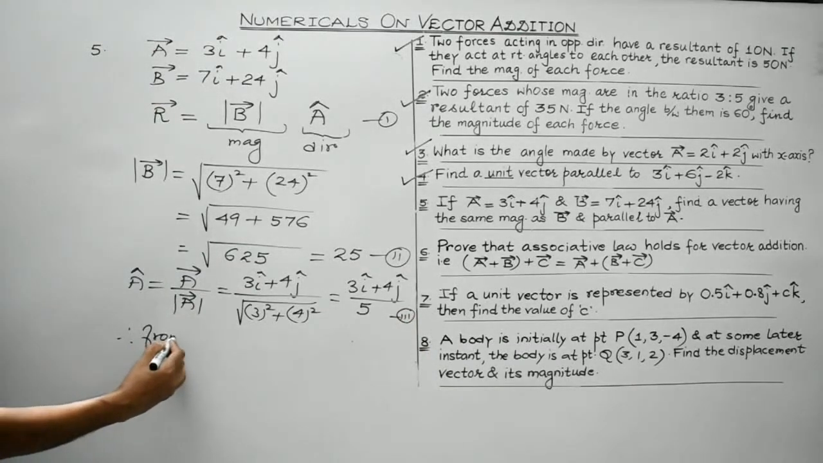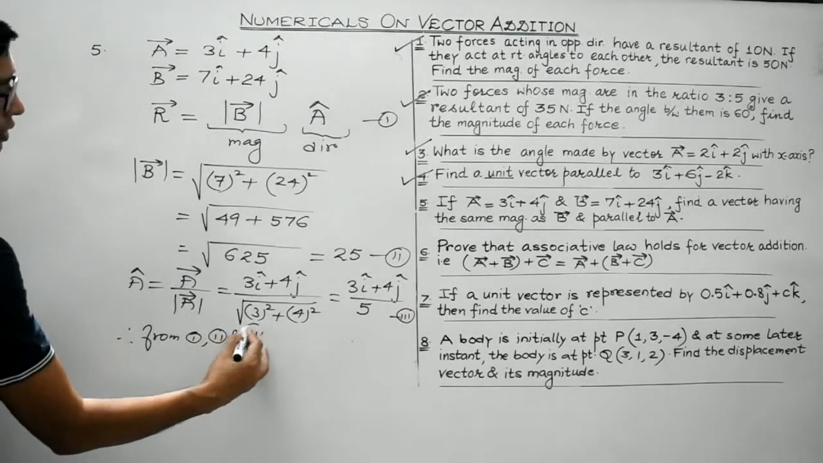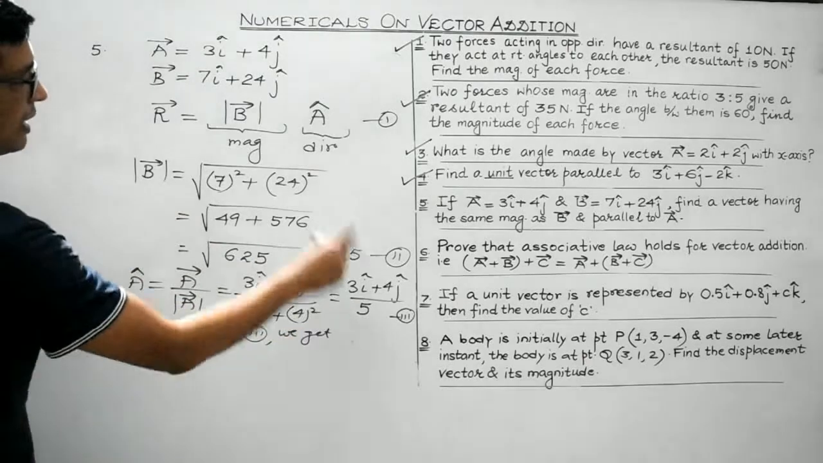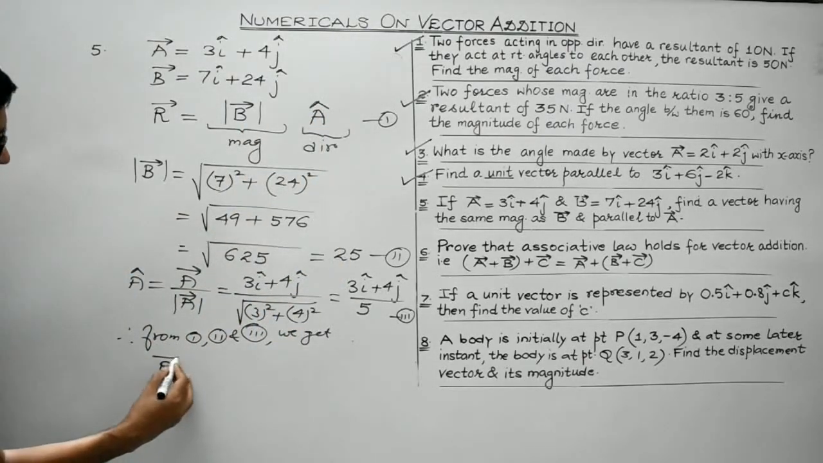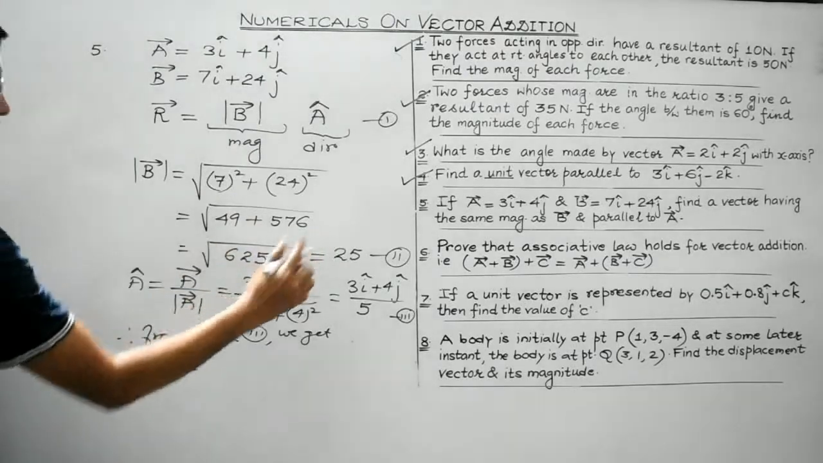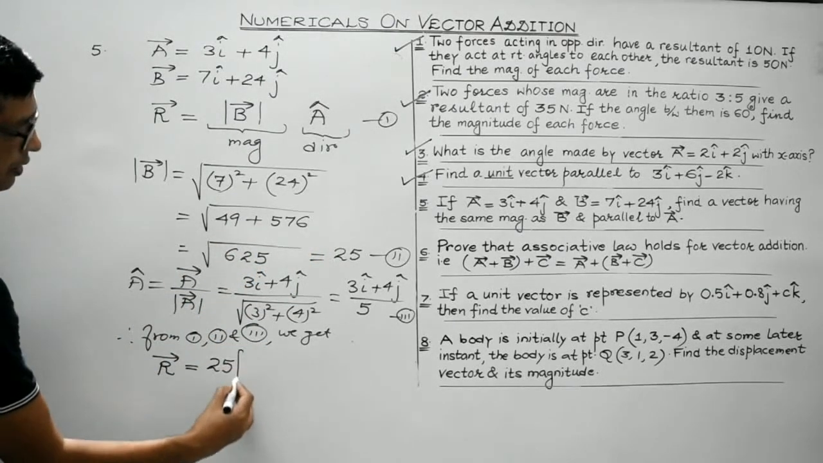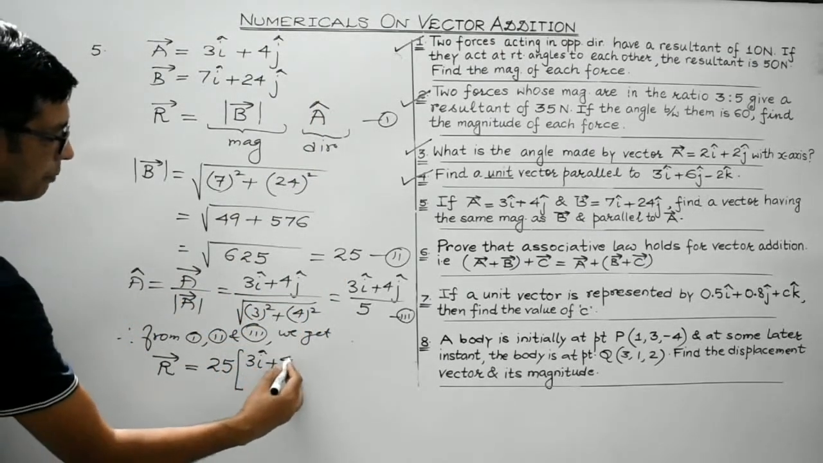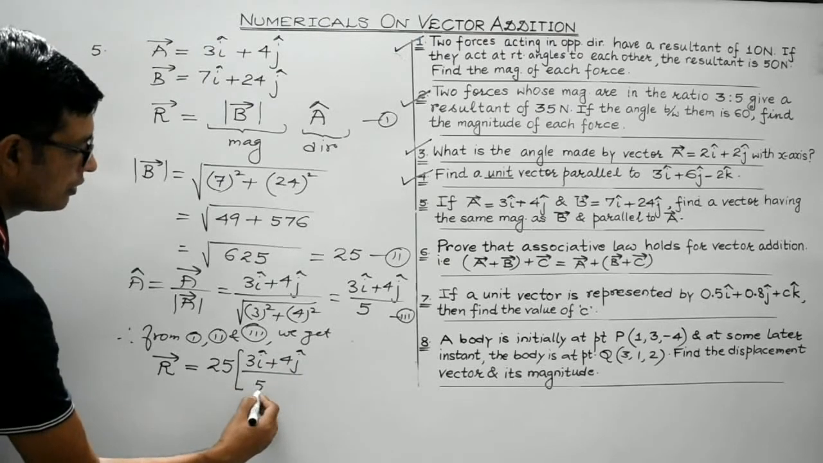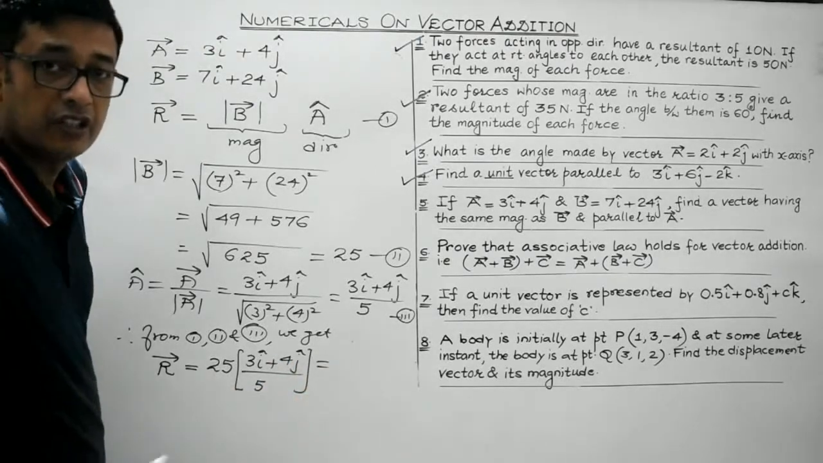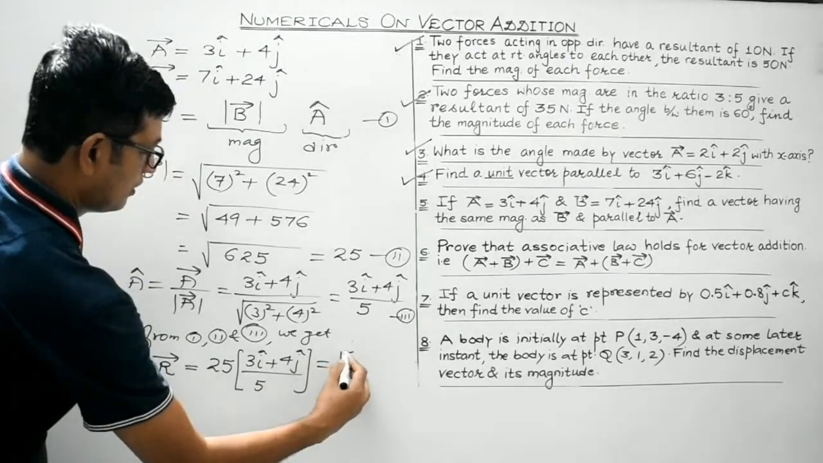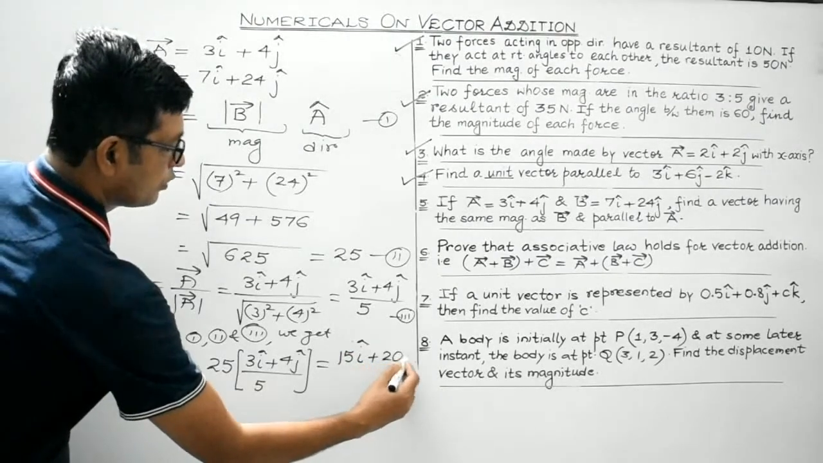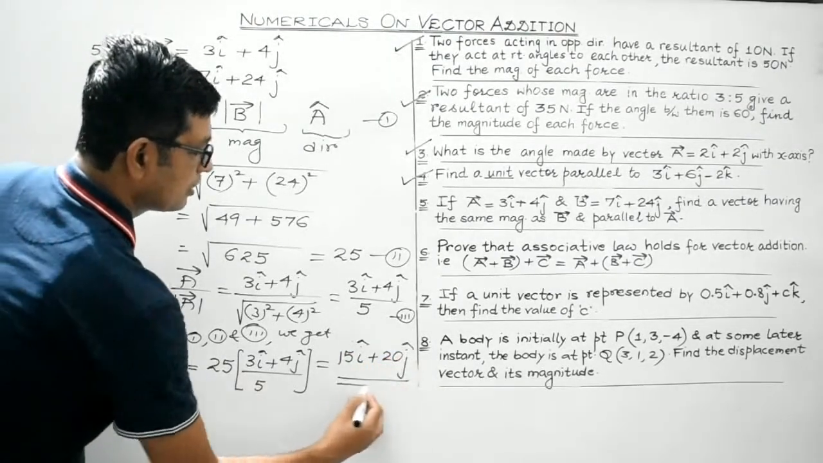Therefore, from 1, 2 and 3, we simply substitute these values of B magnitude and A cap over here. So the required vector would be magnitude of B, which is 25, multiplied by A cap. A cap is 3i cap plus 4j cap divided by 5, which in turn will give us 5 times 5 is 25, so it will be 15i cap plus 20j cap. So students, this is the answer.